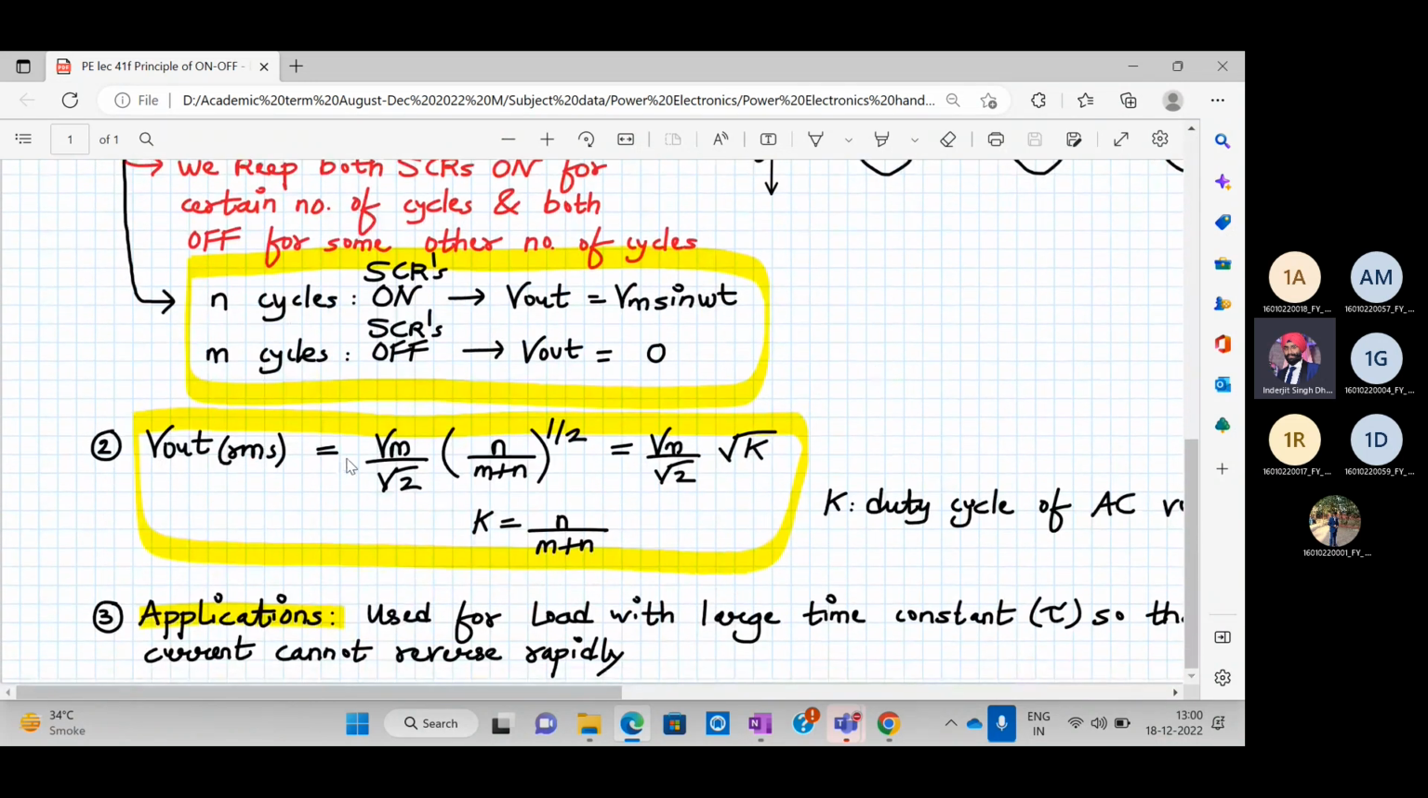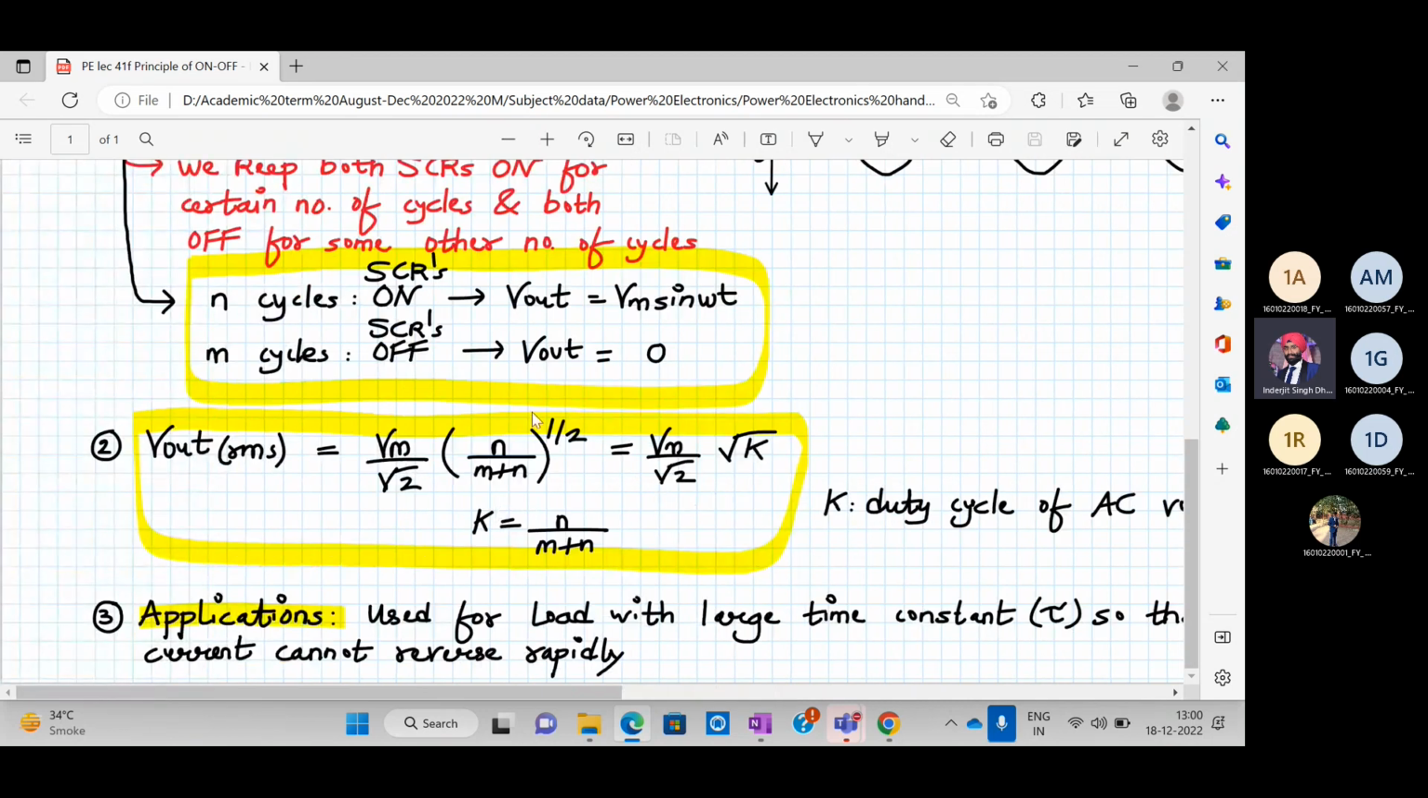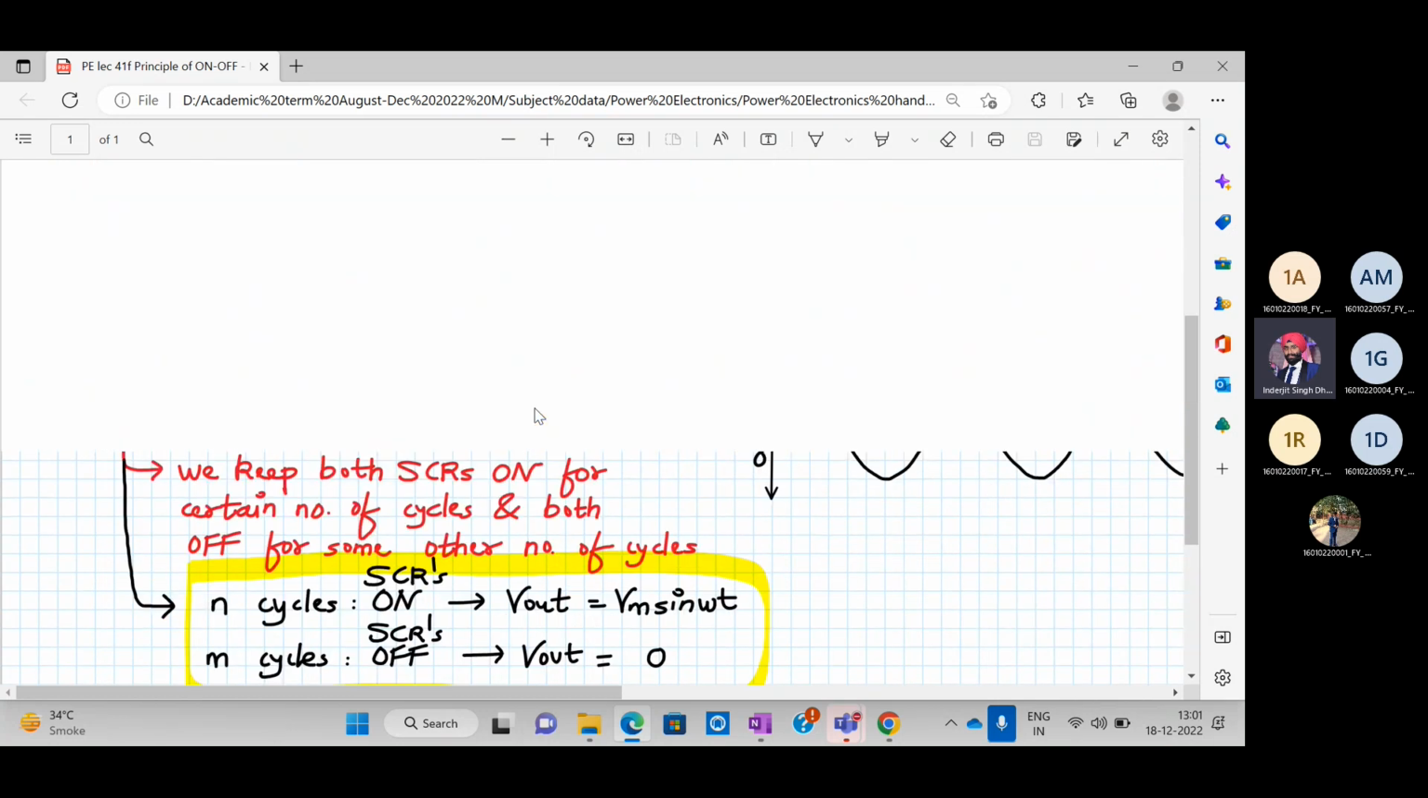And then the output RMS value will be Vm upon root 2 into the square root of n upon m plus n. Okay, so m upon m plus n is nothing but k, where k is the duty cycle of the AC voltage controller. So a simple numerical can be asked based on this also, which I will share with you later on. I didn't get time to write it. I'll share it with you, so you can all solve it on your own. Okay, so is this understood?